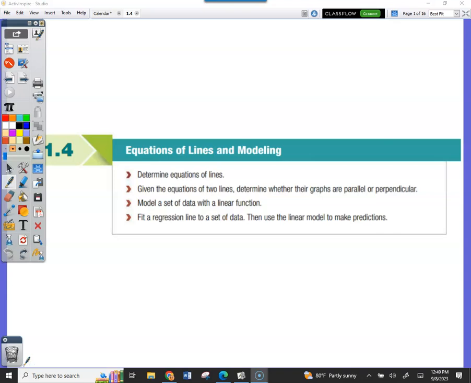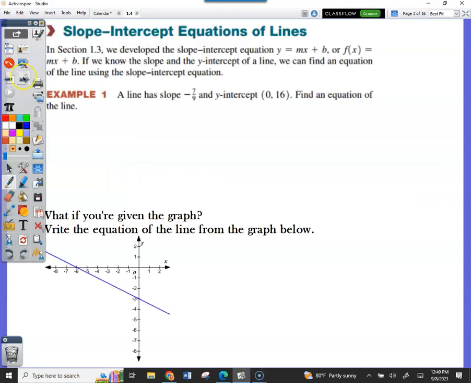So 1-4 is a continuation of what we were doing in 1-3, so it's probably something that you appreciate doing. It's not too challenging. That's coming. Don't worry. All right. So go to this slide right here.